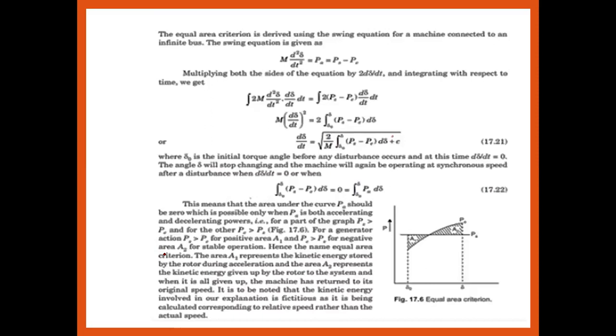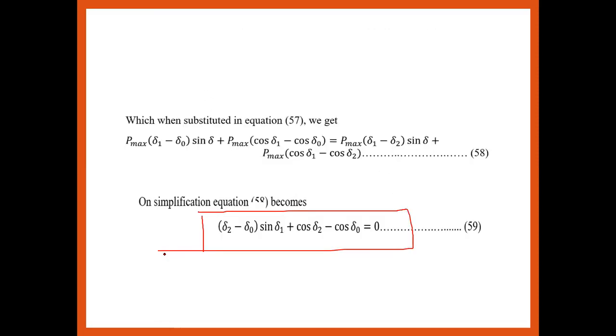So this is nothing but the equal area criteria for the sudden change in the PM, or the PI, the sudden change in the mechanical input. That is (del 0 minus del 2) sine of del plus cos of del is equal to 0. Meaning that d of del upon dt is equal to 0 for the equal area criteria.